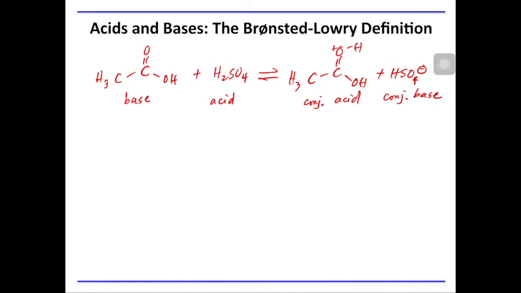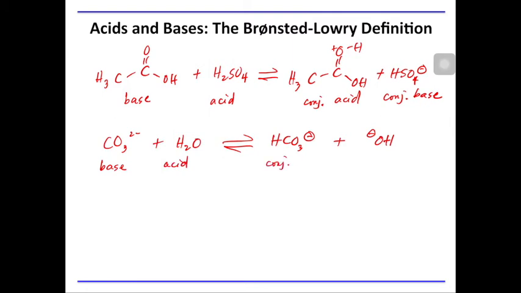Another example given is carbonate ion with water to form bicarbonate ion and hydroxide. In this context, carbonate ion acts as your base and water acts as your acid, since it is the one that gives off hydrogen. This one is your conjugate acid and this one is your conjugate base.